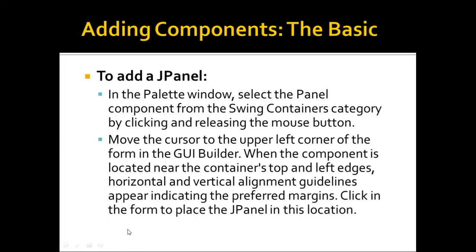Adding components, the basic one. So to add the JPanel, in the palette window, select the panel component from the Swing Containers category by clicking and releasing the mouse button. So we click and then release. Move the cursor to the upper left corner of the form in the GUI Builder. When the component is located near the container's top and left edges, horizontal and vertical alignment guidelines will appear indicating the preferred margins. Click in the form to place the JPanel in this location. So we'll be doing that.